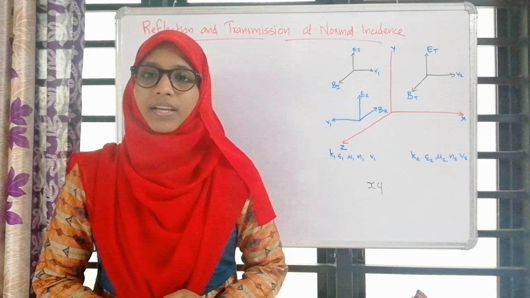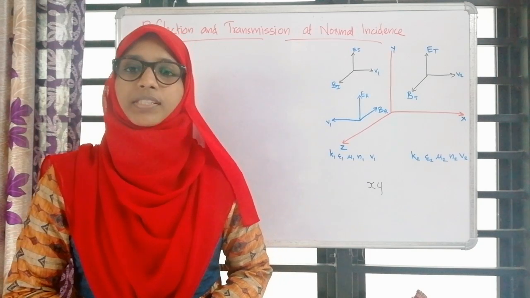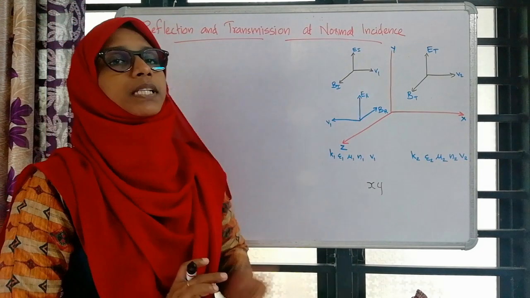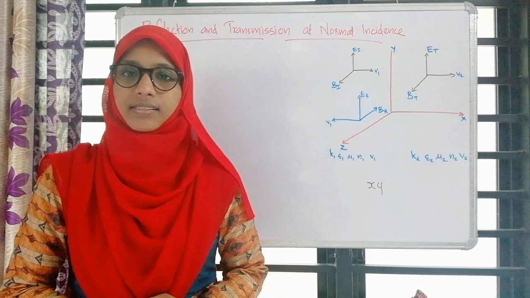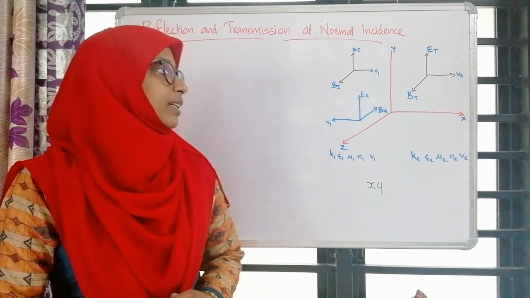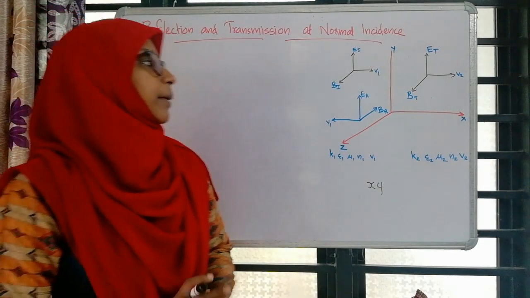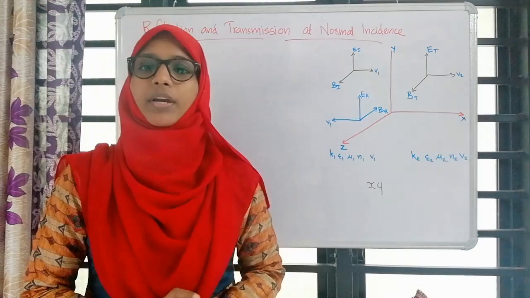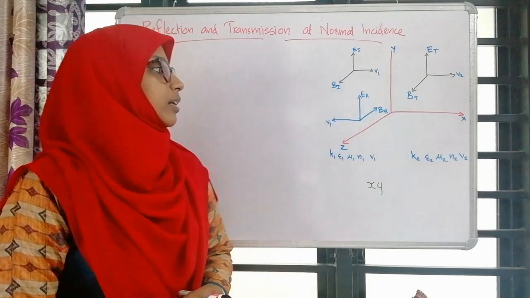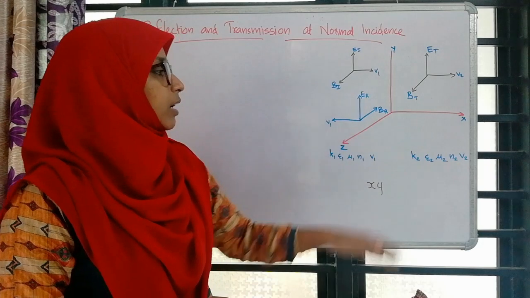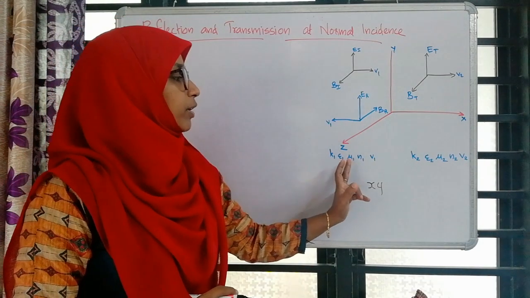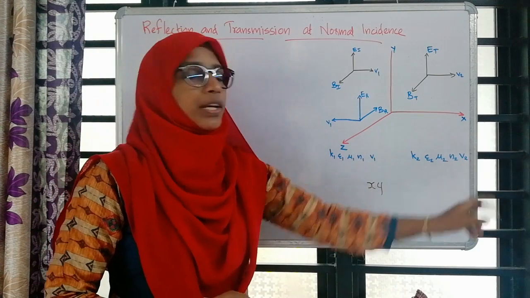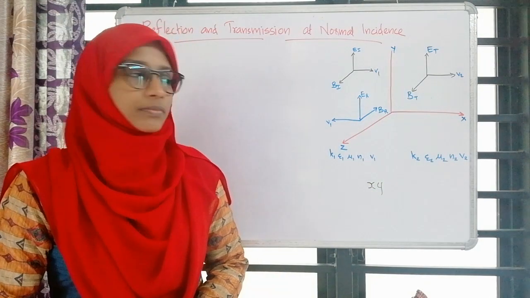Hi dears, today we can discuss the last topic of the second module, electrodynamic waves, which is the reflection and transmission at normal incidence. For that, we can consider a plane boundary YZ in between two media having the properties k1, epsilon 1, mu 1, n1, v1 and k2, epsilon 2, mu 2, n2, v2 respectively.